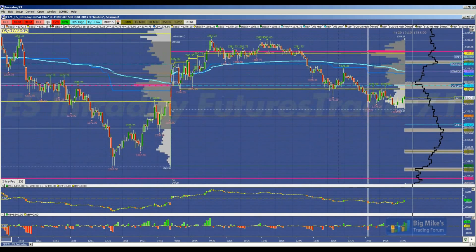The other scenario is it opens in the middle, tests 76.75, and then 74.50. If it can't find any buyers, it has no choice but to keep advertising lower prices, down to 70.50 if it can't find buyers there. So it's a series of if-then, if-then.